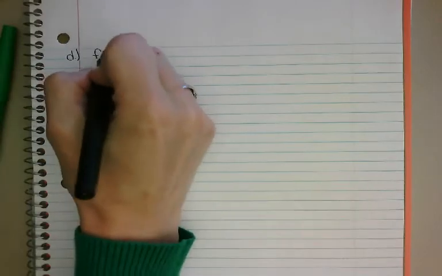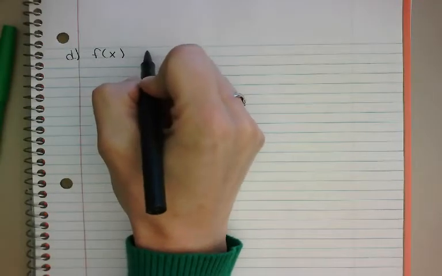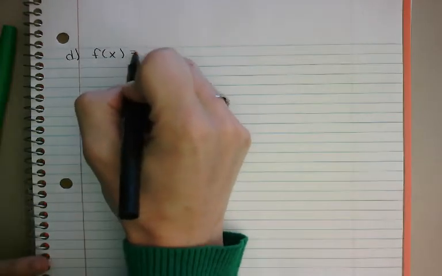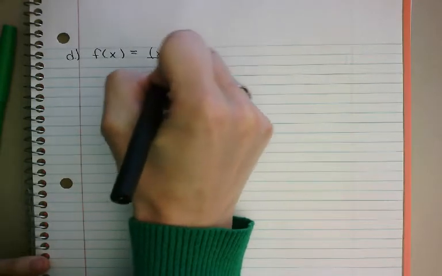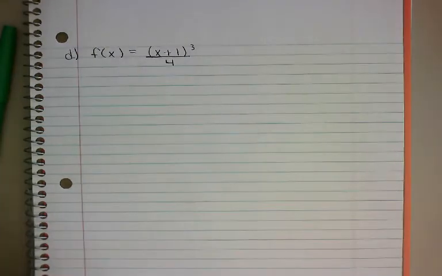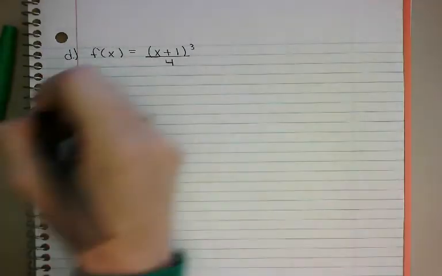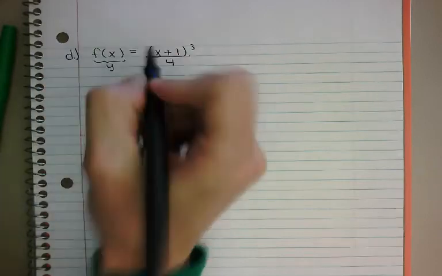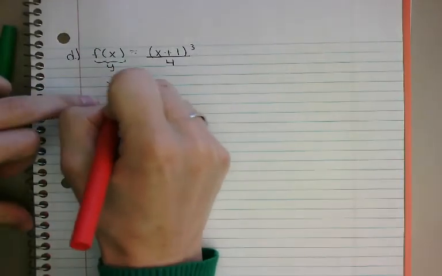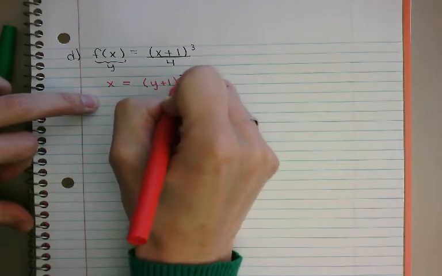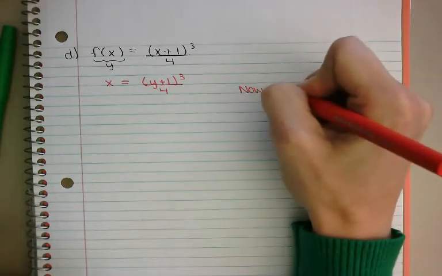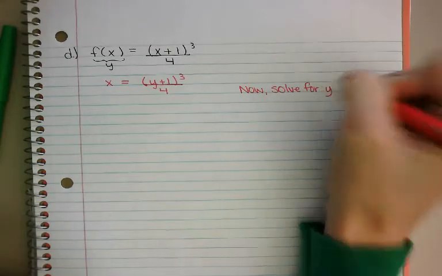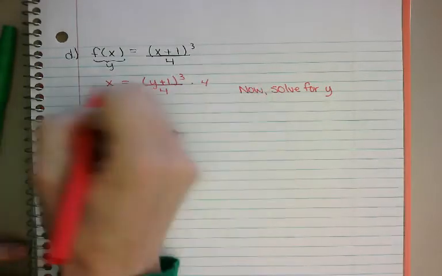All right, so let's say I give you f of x equals x plus 1 cubed over 4. All right, so again, you're going to switch the x and the y, so that's a y. I'm going to switch them. Okay, and now I'm going to solve for y. So I'm going to multiply both sides by 4.